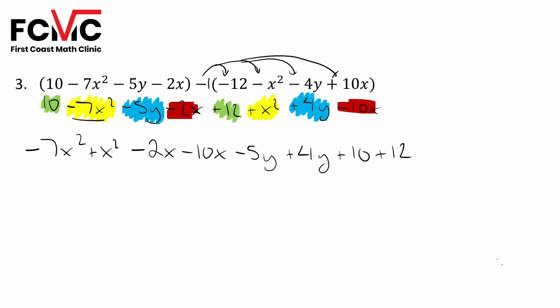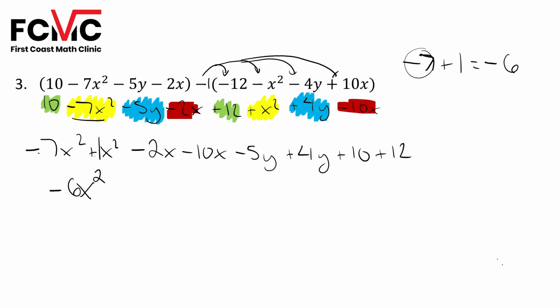So now combining our like terms, the exponent and variable are going to stay the same. Only thing that's going to change is the coefficient. So we're going to keep that x to the second. Here we've got -7 plus 1. So -7 plus 1. We're going to subtract. So the difference is 6. We want to take the sign of the number with the larger absolute value. -7 has a larger absolute value than 1. So our answer is going to be -6 here.